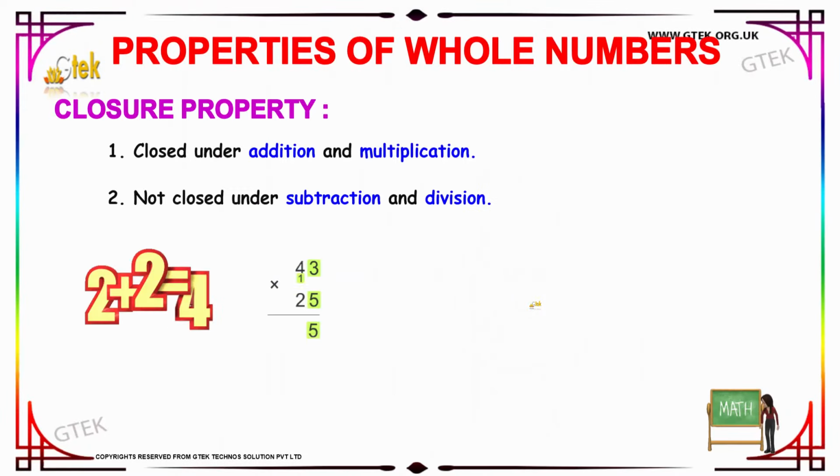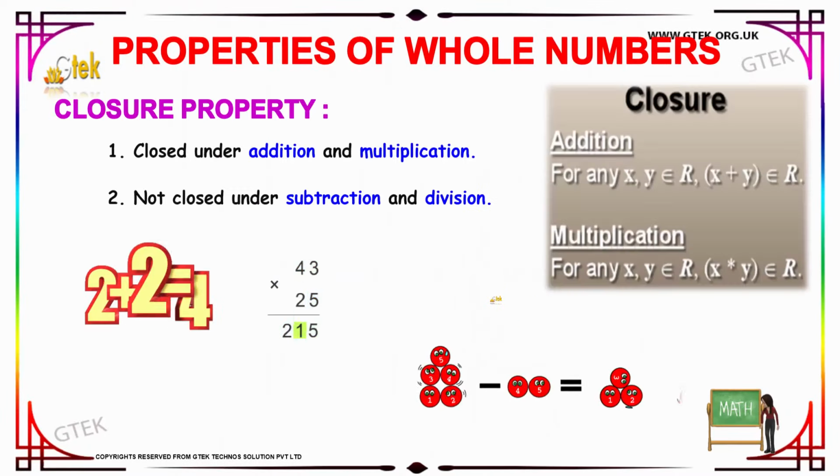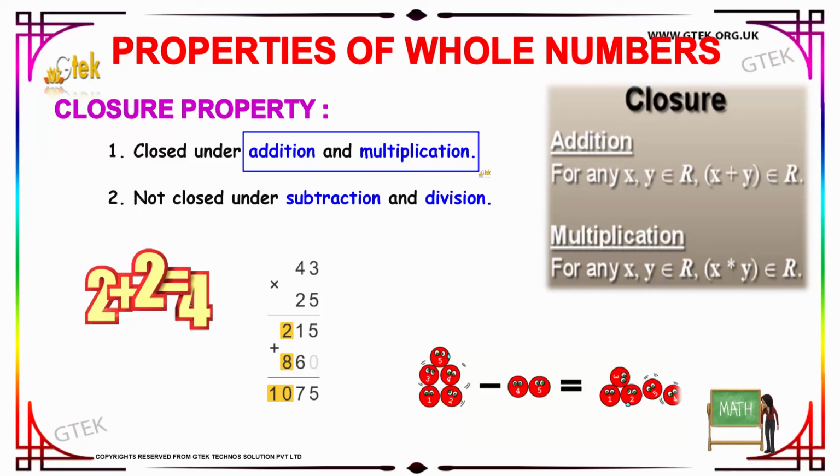Moving on, we have the closure property. Whole numbers are closed under addition and multiplication. They are not closed in the case of subtraction and division.